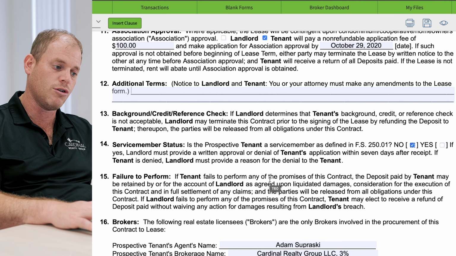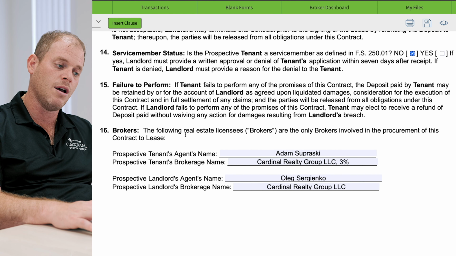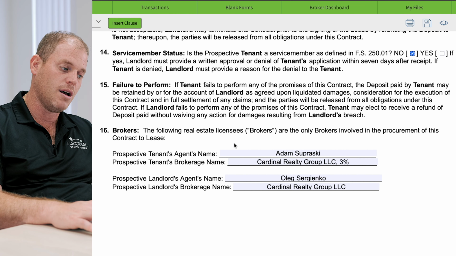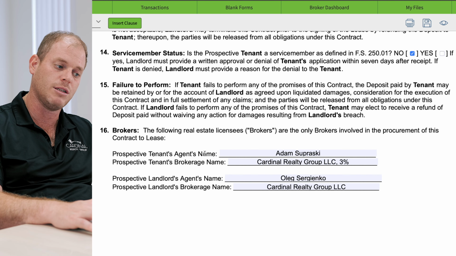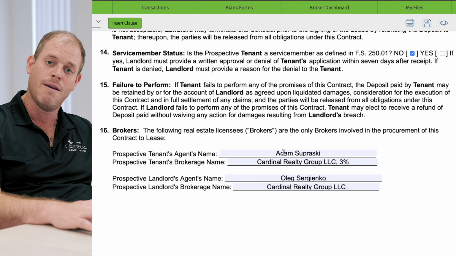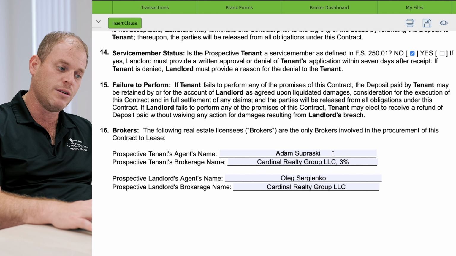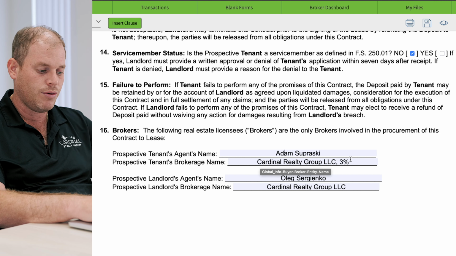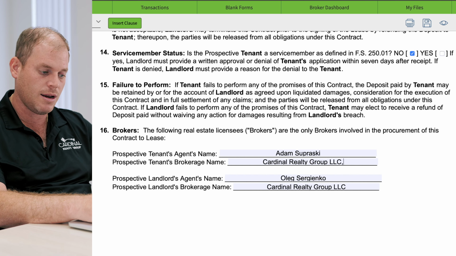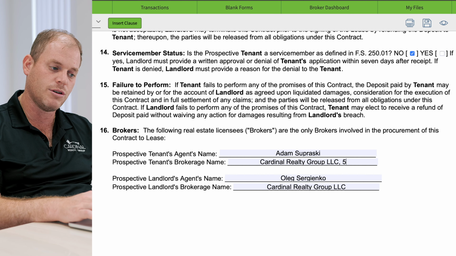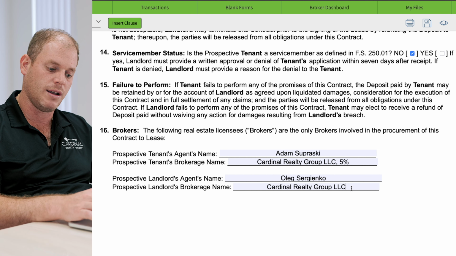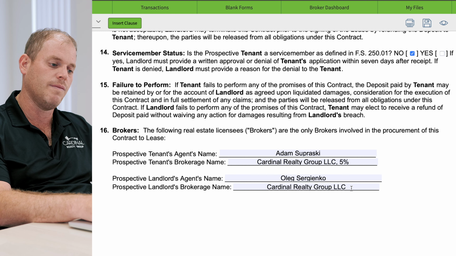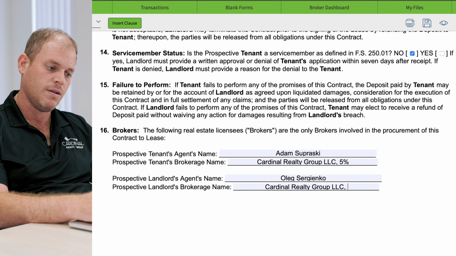Going down here to brokers. The brokers involved in our transaction today: the prospective tenant's agent's name is going to be me. I represent the prospective tenant. My name is Adam Saprowski, as I mentioned earlier. My company is Cardinal Realty Group, and we are going to put 5% next to our name, right? We want to make sure we get paid 5%, and we don't want to leave it up to chance. We want to put it in writing, okay? So also Oleg is going to put 5% here. Okay.